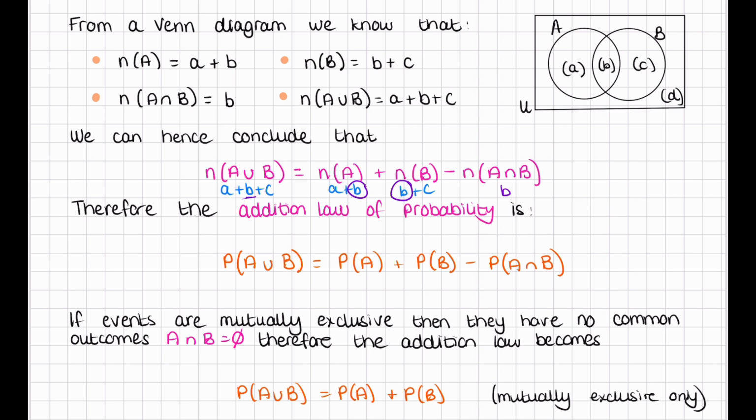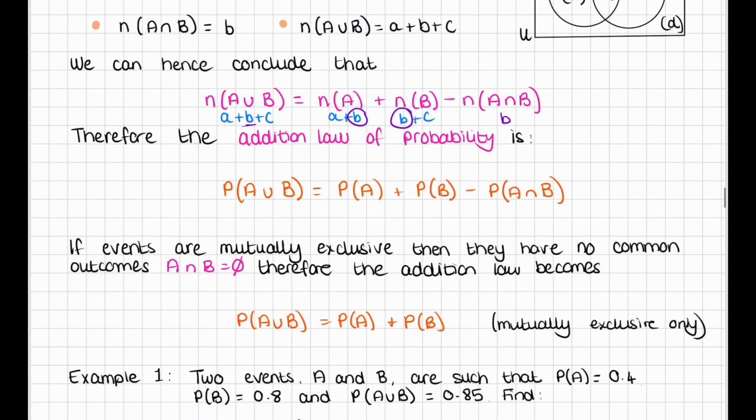Just a reminder as well, if events are mutually exclusive, then they have no common outcome. So the intersection is the null set, it doesn't exist. Therefore, in that situation, if they are mutually exclusive, the addition law is just where the probability of A or B equals the probability of A plus the probability of B. Note, this is for mutually exclusive only.